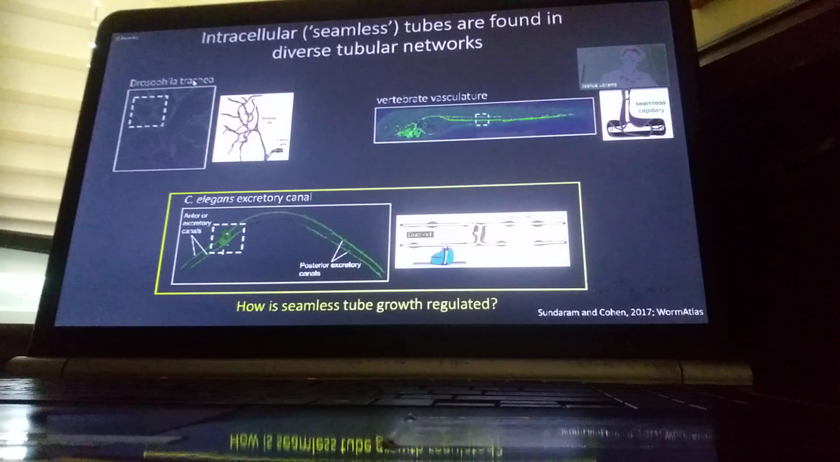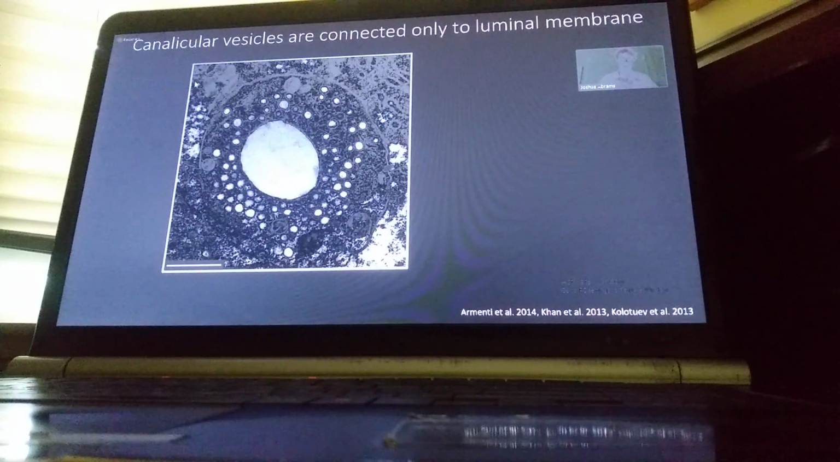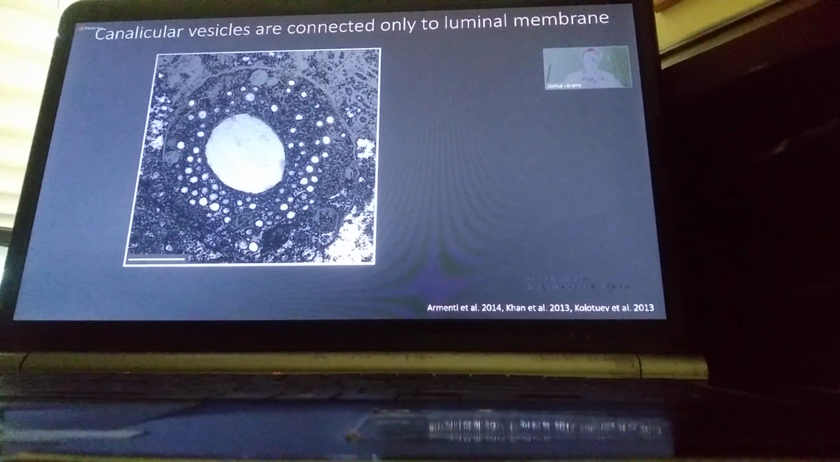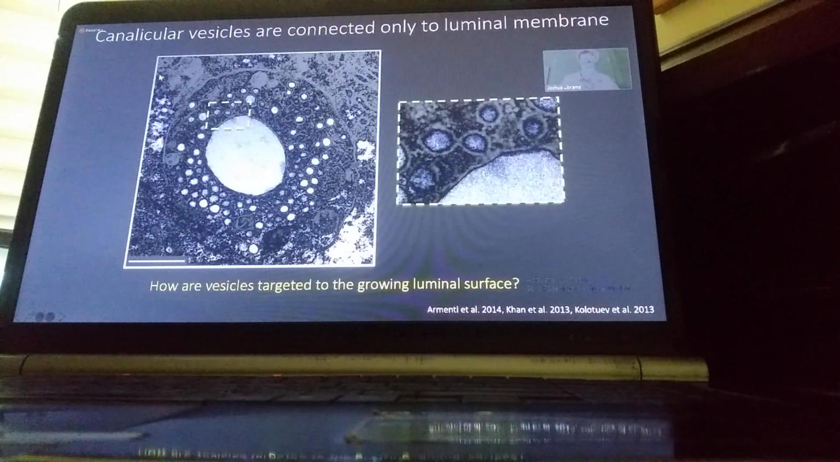model system. One clue as to how this may occur comes from an EM analysis that was conducted in our lab, that was also appreciated previously by the Gobel and Labouesse labs, where you can appreciate these large canalicular vesicles that are filling the cytoplasm of the excretory canal. If you look a little more closely, you can see that several of these vesicles are connected directly to the luminal membrane, but they're never observed to be connected to the outer basal membrane.